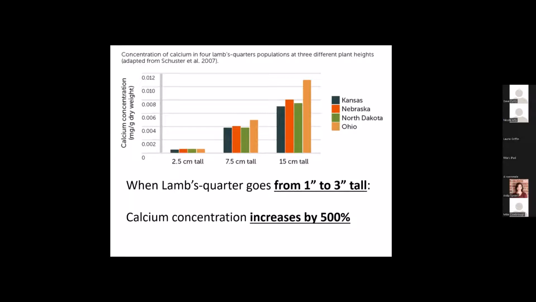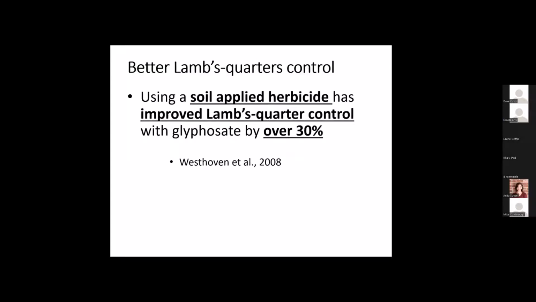And there has been a bunch of research done on that, most notably a study out of the US almost 15 years ago that showed using a soil applied herbicide improved lamb's quarters control by over 30%, simply because you didn't have this massive range in size of lamb's quarters. The soil applied herbicide gave you a certain level of control. There were escapes, but you could manage those escapes much more uniformly, resulting in better control.